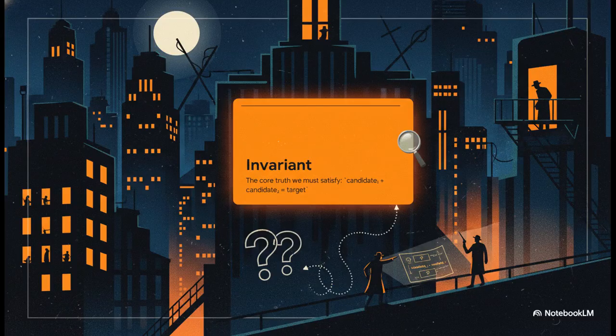In every investigation, there's always that one core truth that has to be satisfied. We call it the invariant. And for us, it's this simple little equation you see here. Candidate 1 plus candidate 2 must equal our target. It's the law. Every single move we make from here on out has to be to satisfy this one truth.